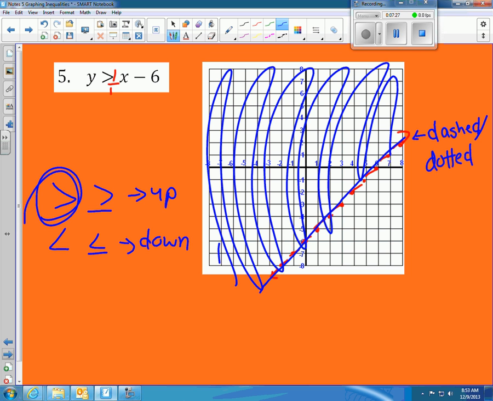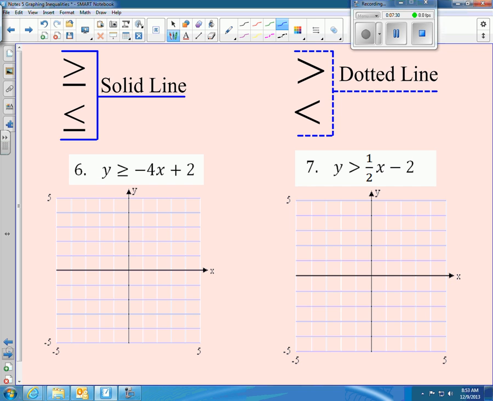Now, if you go to the back side, you see that there's problem 6 and 7. I want you guys to do 6 and 7 for me for the next day we have class. Finish those up, do them solid and dotted, make sure that you have them shaded, and we will talk about those last 4 that look a little different in class.